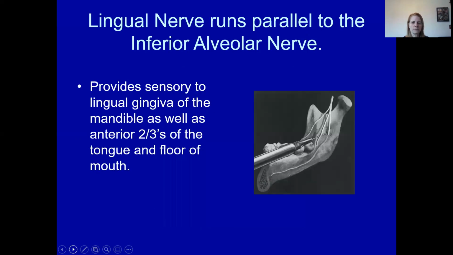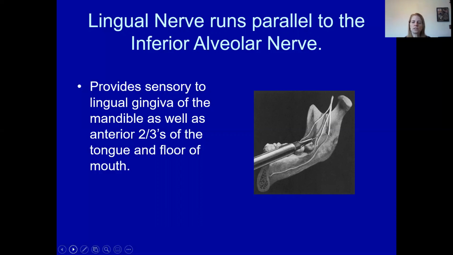The lingual nerve runs parallel to the inferior alveolar nerve, and it provides sensory to the lingual gingiva of the mandible, as well as the anterior two-thirds of the tongue and the floor of the mouth. We are not going in specifically to numb the lingual nerve by itself. It inadvertently gets numbed as we're doing the inferior alveolar injection.